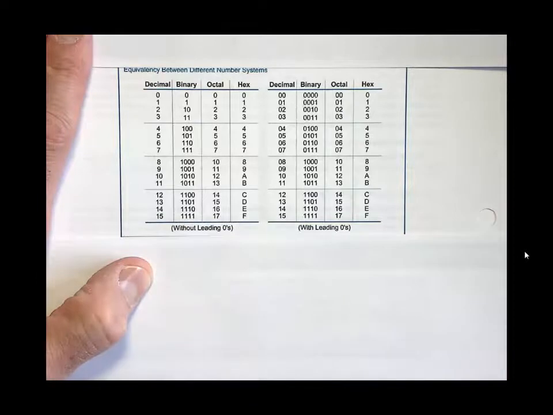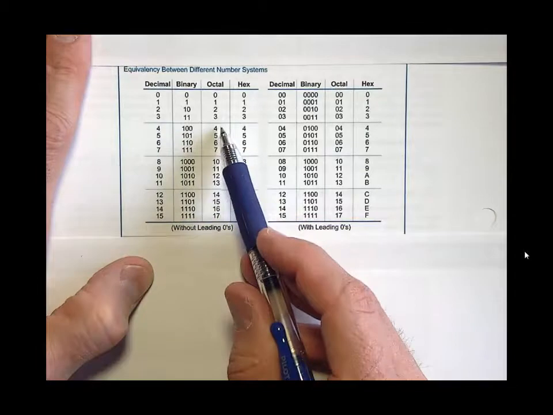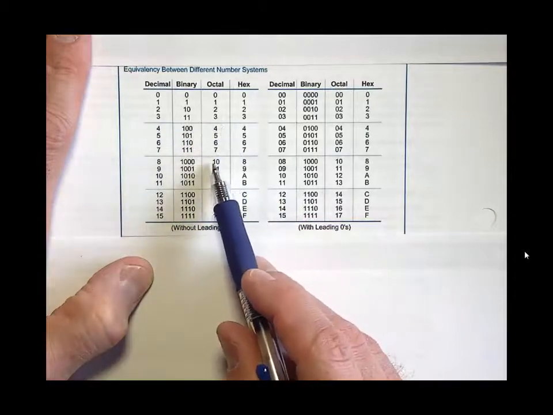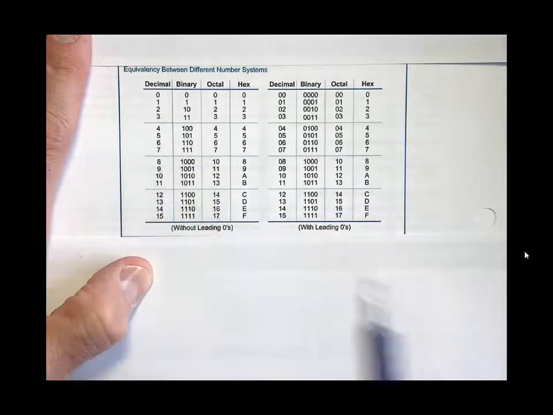Those are things that just need to be committed to memory. Octal, just to show you the same thing, goes 0, 1, 2, 3, 4, 5, 6, 7. It runs out of symbols, starts over at 10, 11, and so on. Again, octal is really not used.